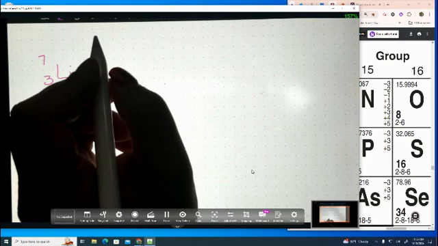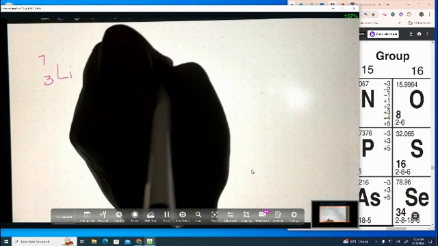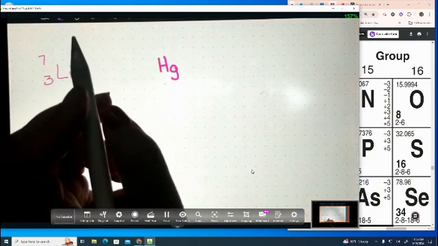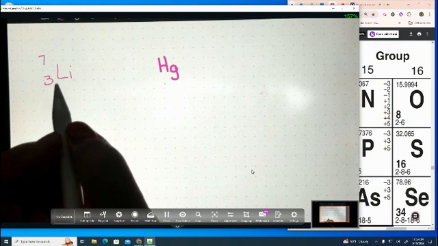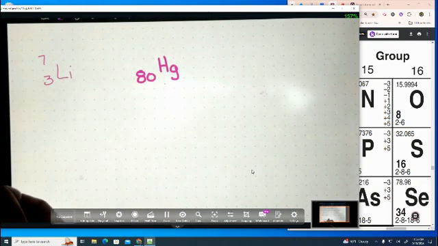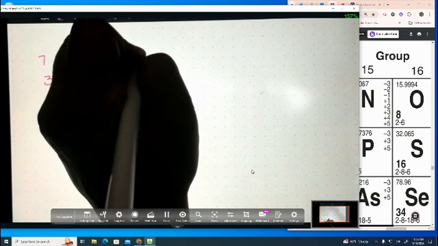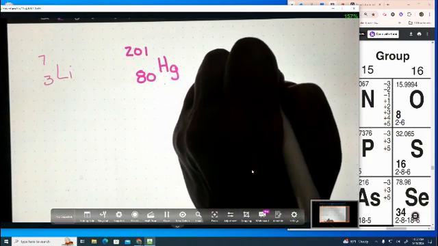Okay, what was next? Mercury? What's the symbol for mercury? Hg. What is the atomic number of mercury? 80. What is the mass number of mercury? I don't know what it is off the top of my head, but I'm assuming it's about that because it's heavy. It's 201. It's close enough.